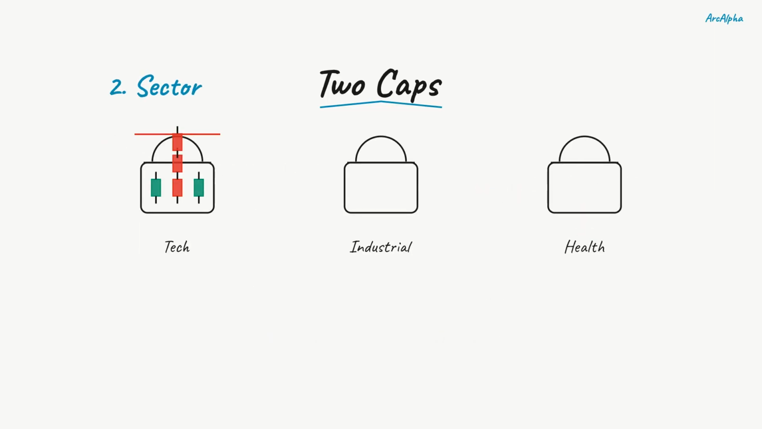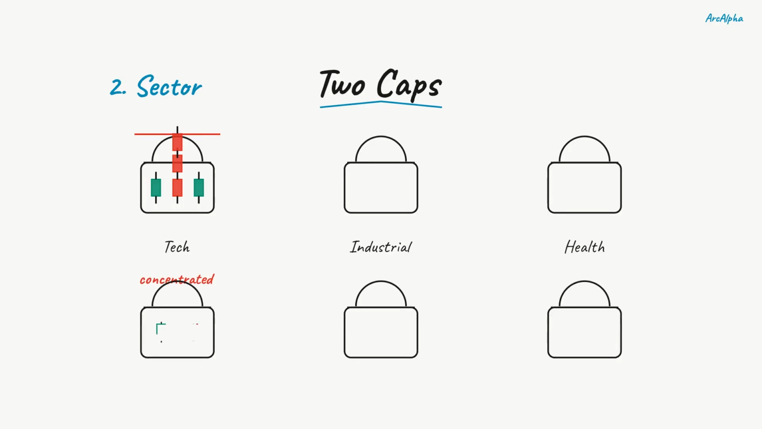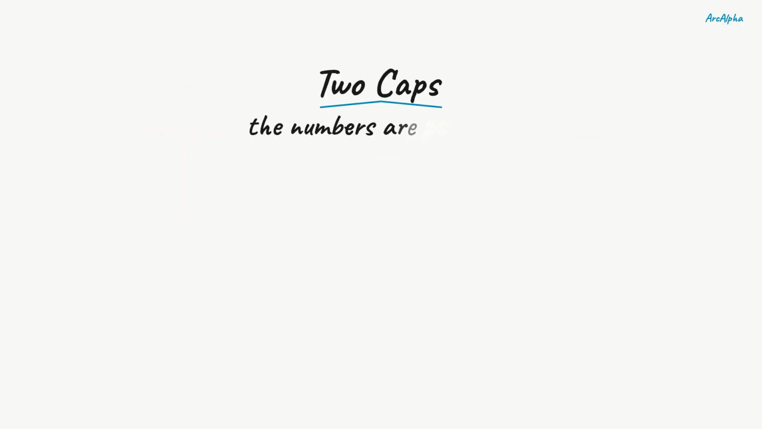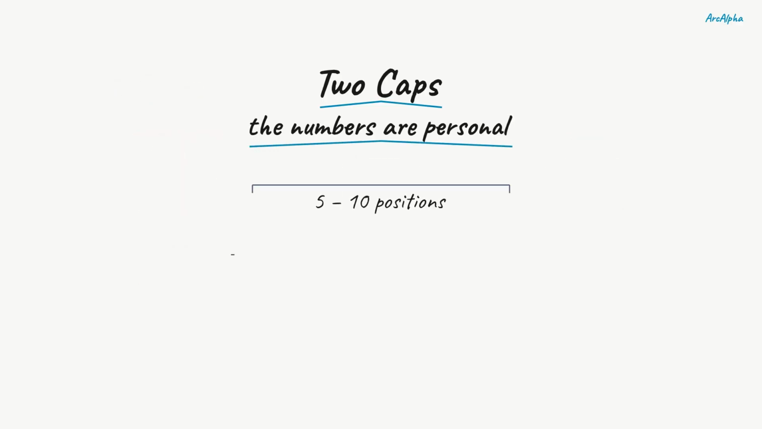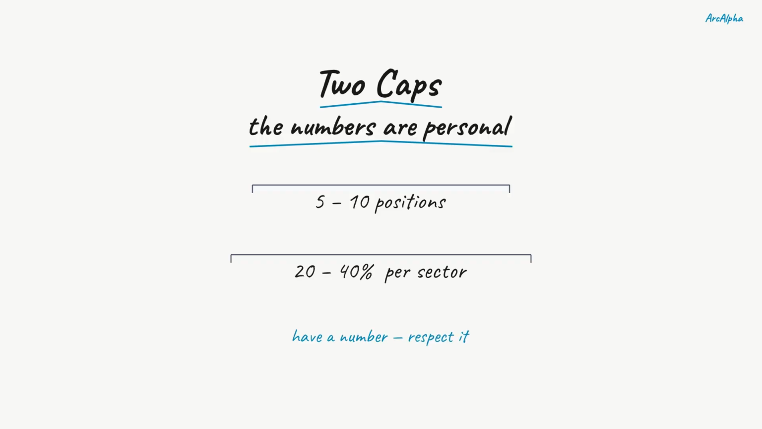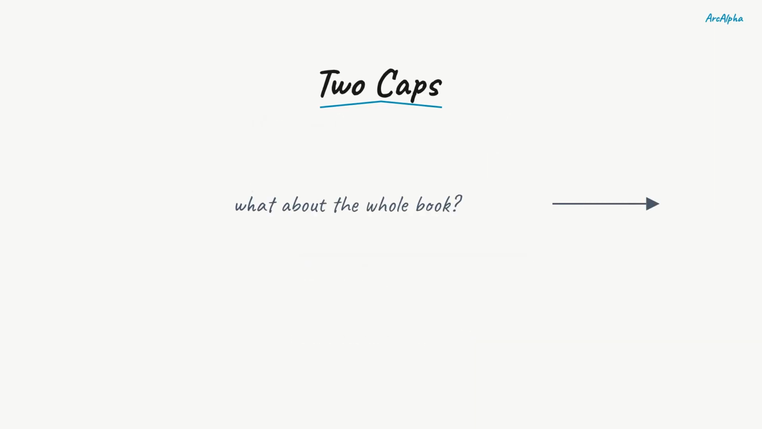Even if you stop at 5 positions total, having all 5 in technology is still the 5 costumes problem. The sector cap forces the book to spread across different drivers. A name or 2 in tech, a name in industrials, a name in healthcare. Now a single sector reversal doesn't take the whole account. The specific numbers are personal. Some traders cap at 5 positions, some at 10. Some cap any sector at 20% of the book, some at 40. The discipline is having a number and respecting it. Heat tells you how much, the caps tell you how spread out.